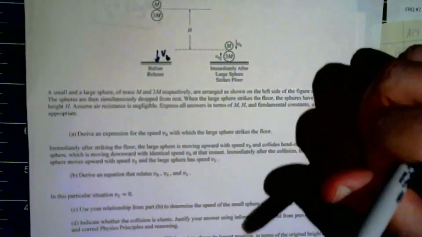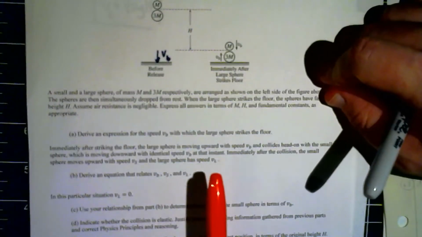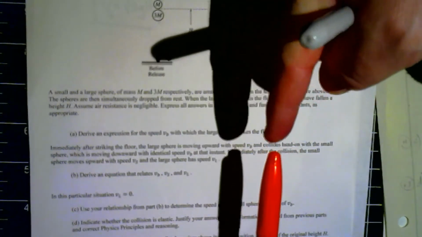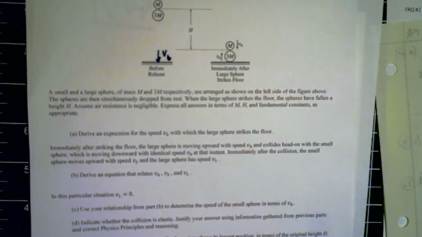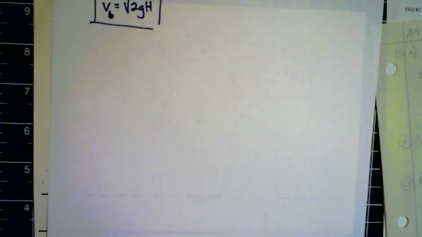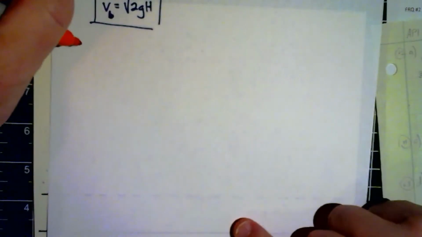And so what happens is the lower mass, the 3m mass, is going to be moving up, and the upper mass is going to be moving down. So it's almost like there's a collision. Like this one moves up, this one moves down, and there's like an elastic collision. And if you remember, for these collisions, the momentum will be conserved. And so when I set this up, I'll kind of show you what I'm talking about.